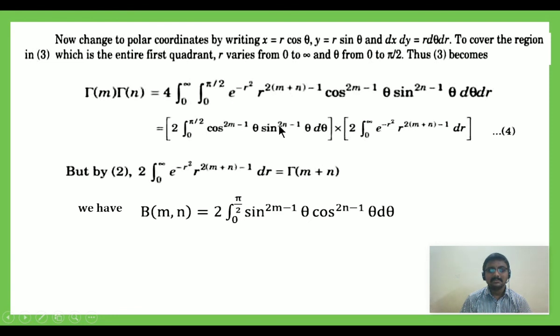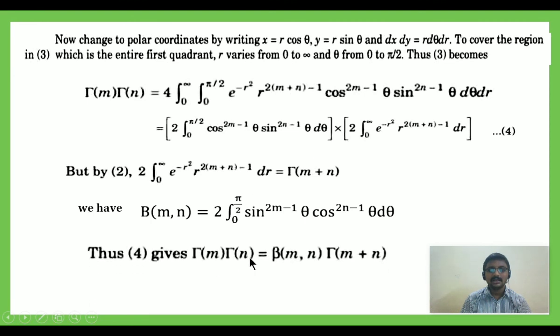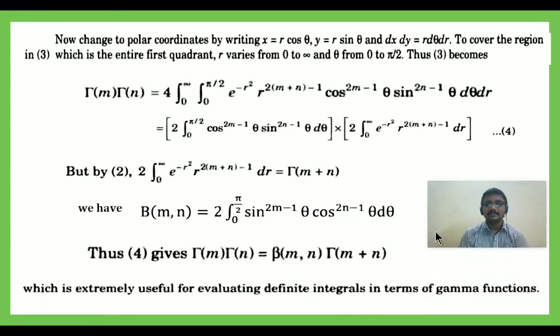And the first value is nothing but the well-known value, that is beta of m, n. So what is beta of m, n? 2 into integral of 0 to pi by 2 sine power 2m minus 1 theta cos power 2n minus 1 theta d theta. Replacing these values in equation 4, we will have the product of gamma of m into gamma of n is beta of m, n into gamma of m plus n, which implies the required proof, that is beta of m, n is gamma of m into gamma of n by gamma of m plus n. Which is extremely useful for evaluating definite integrals in terms of gamma functions.